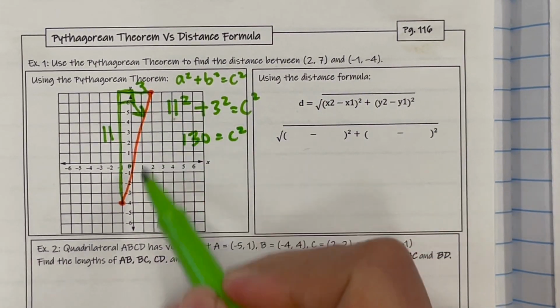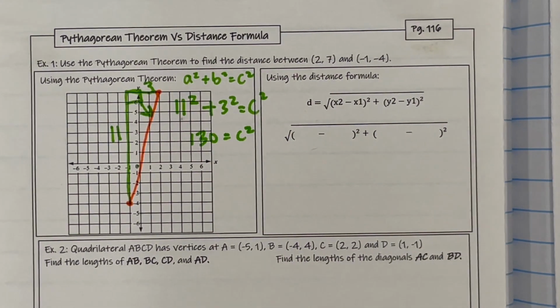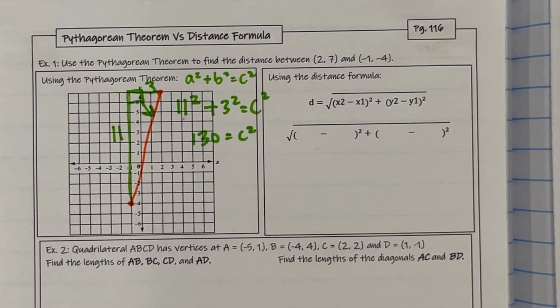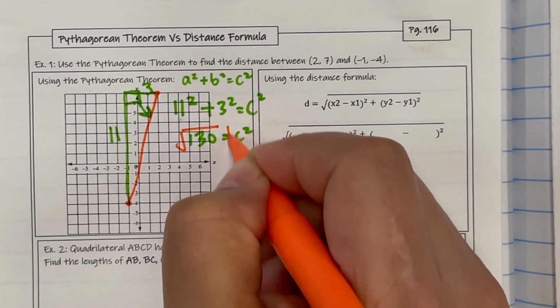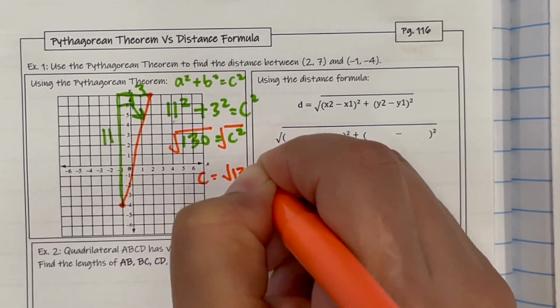But remember, I'm trying to find this distance by itself. Right now I have the distance squared. So what do I have to do to both sides? That's correct. I got to square root both sides. So this is C is equal to the square root of 130.